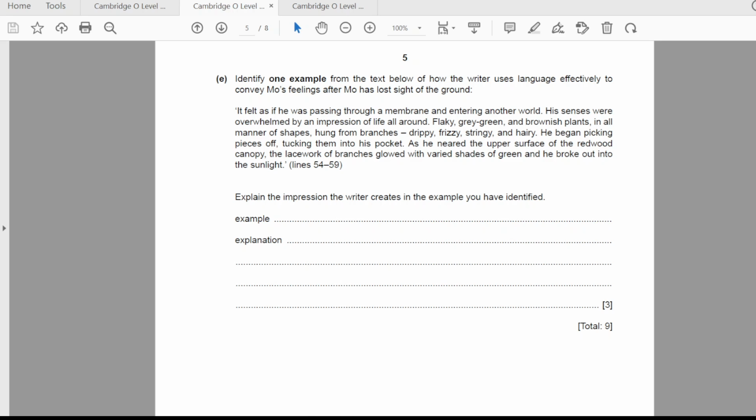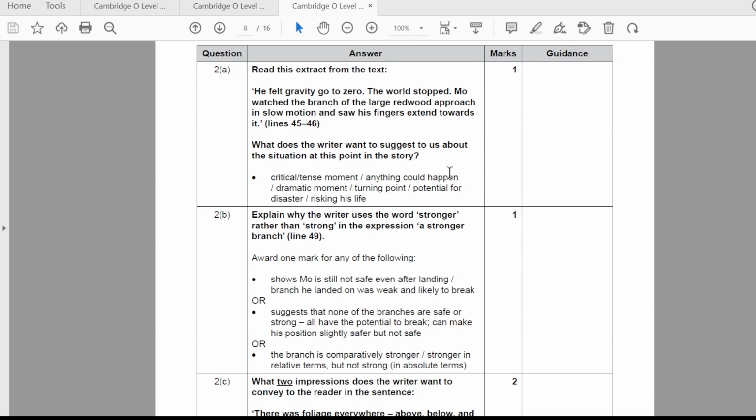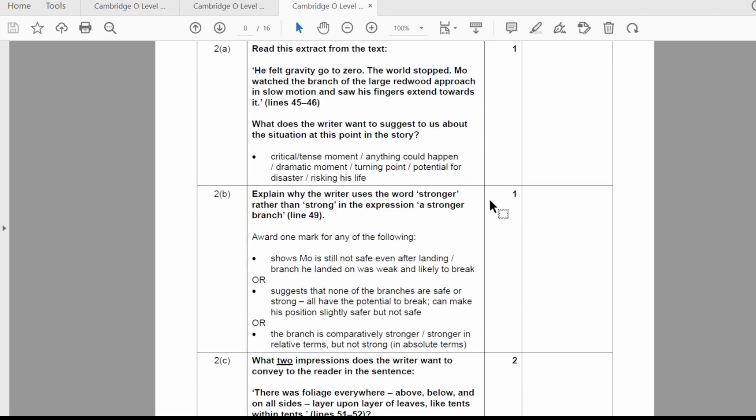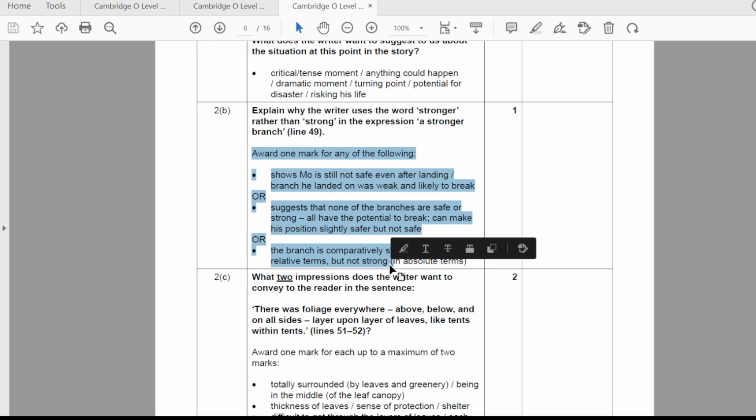And then these are the expected answers. The assessment objective is the same for all of these. And they've mentioned that in some questions you have options. So if not one, then the other. As long as you mention one of these 3 points over here, you'll get a mark.